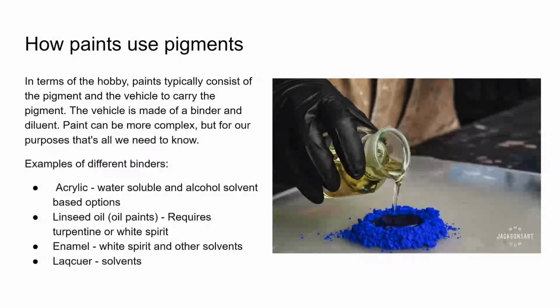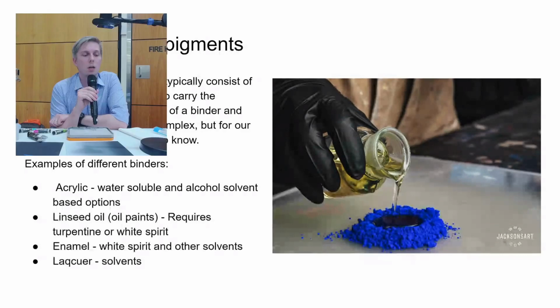Okay, so how paint uses pigments. Paint consists of a vehicle and pigments. The vehicle is the binder. A good example would be acrylic, or a water soluble acrylic medium, or oil paint is another good example, which just uses linseed oil mixed with pigments. And that picture is just oil paint being made. This is worth knowing because paint can separate.